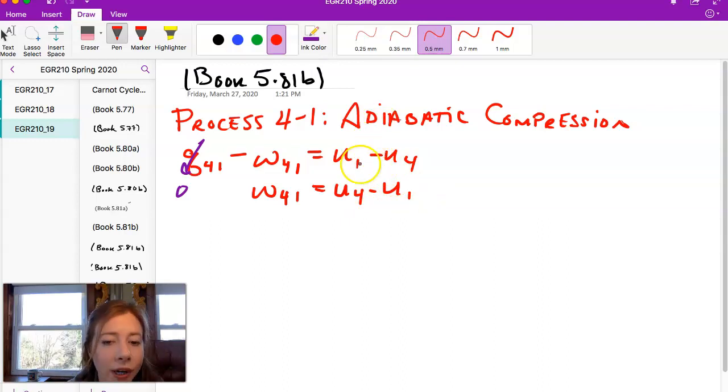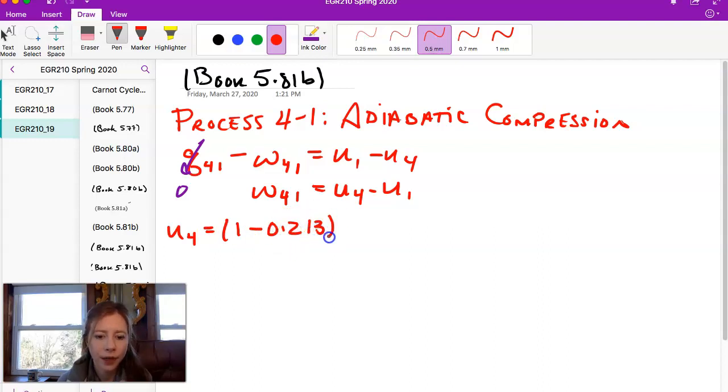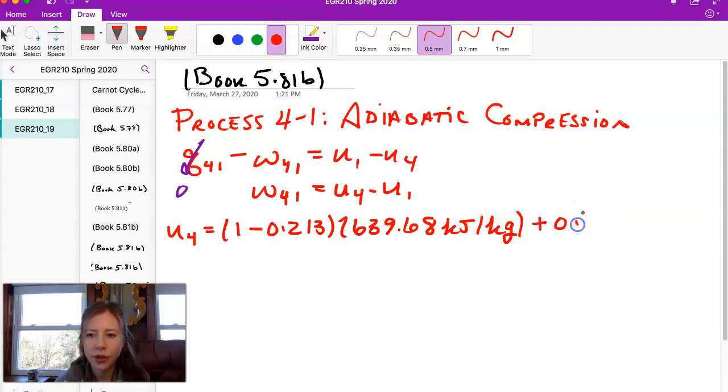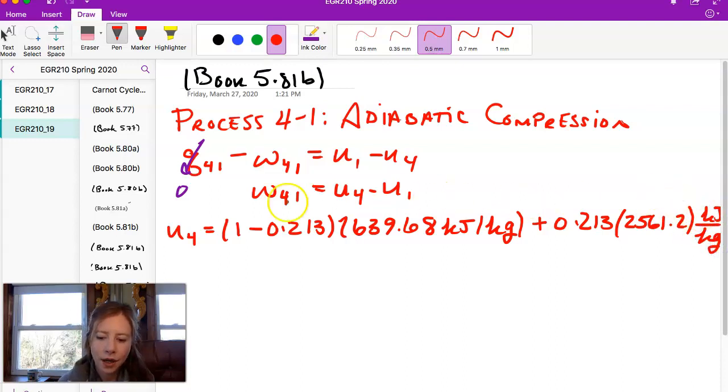And we know U4, or we can figure out U4 using the tables and our knowledge that x is 0.213. So U4 is going to be 1 minus 0.213 times our U sub f, which is going to be 639.68, and this was at 5 bar, kilojoules per kilogram, plus 0.213 times 2,561.2 kilojoules per kilogram. And this is going to be 1049 kilojoules per kilogram.